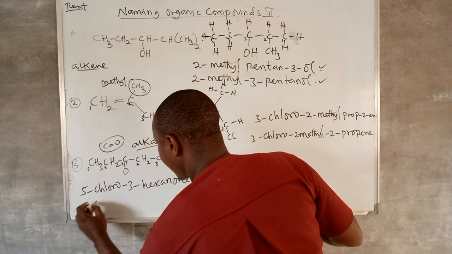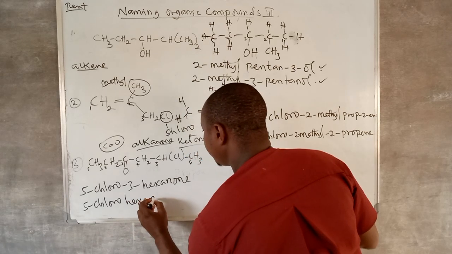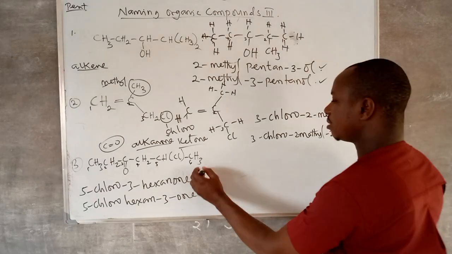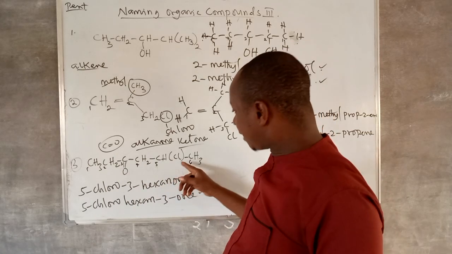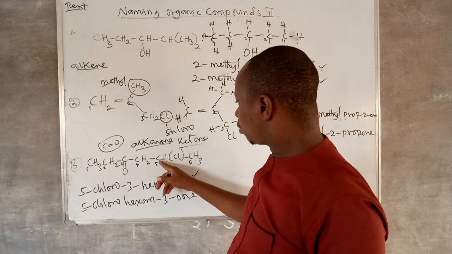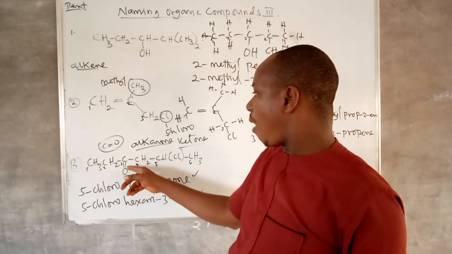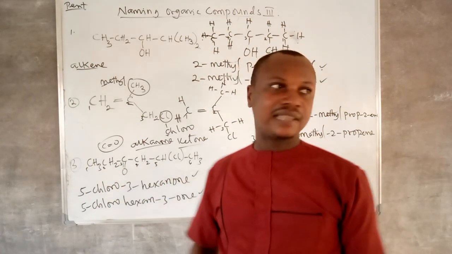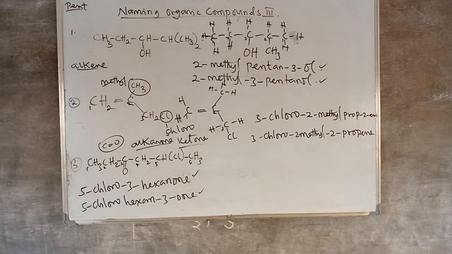Or 5-chlorohexan-3-one. Whichever one you prefer, both of them are 100% correct. Don't forget, I started here to number, because if I had started from the other side, it would have been 1, 2, 3, 4. It would have been carbon number 4 that has our functional group. But if you start from here, it's carbon number 3. Between 3 and 4, 3 is the closest number. So watch that very well and let's go over to the second one we have.